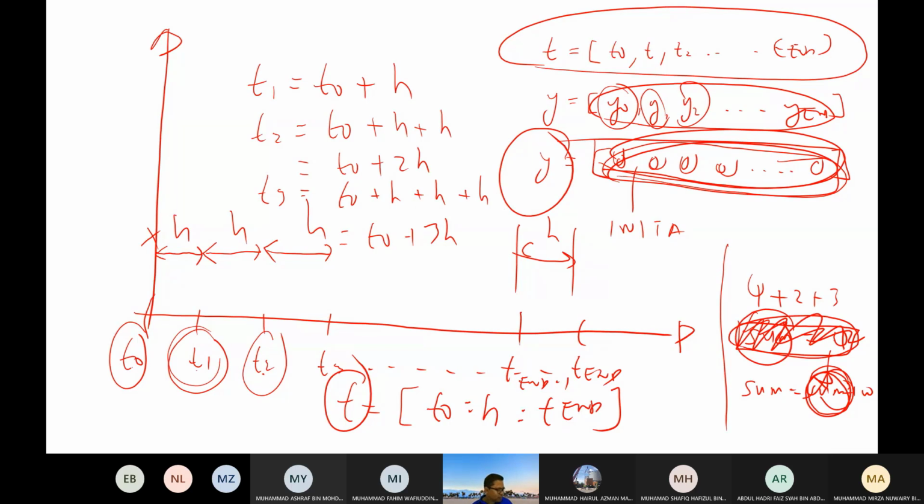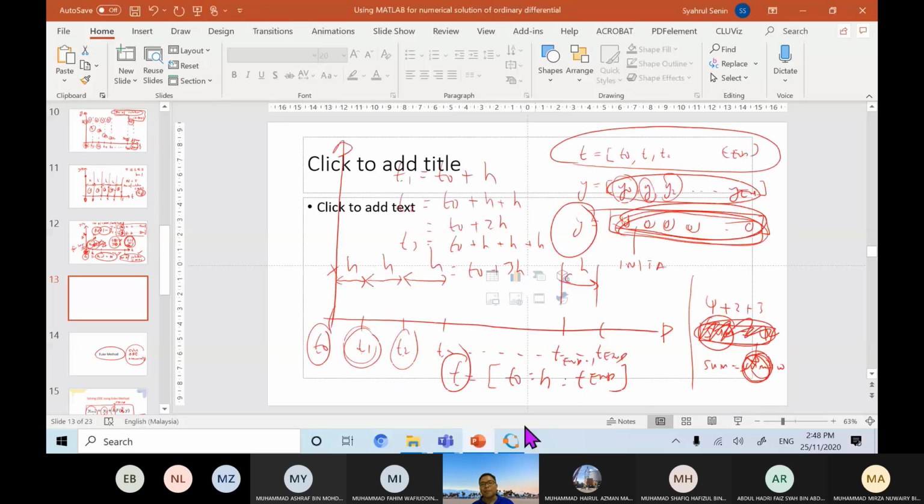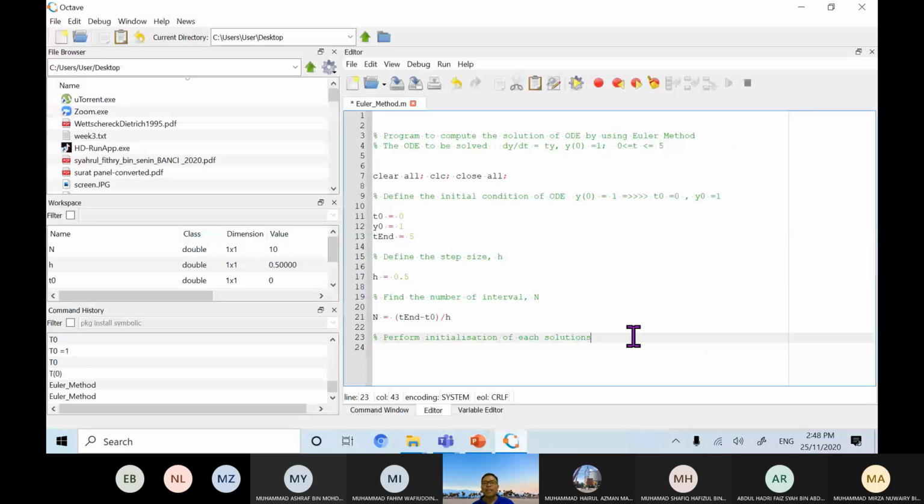Nampak tak? Nampak, Sir? Itu yang saya nak buat sekarang ni. Tu yang saya kena explain tu, sebab takut orang saya buat je, you tak faham. Okey, ni saya dah buat ni. Initialize my I. Okey. The each solution.